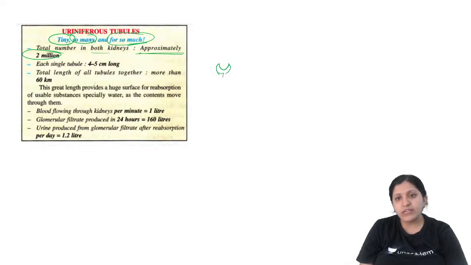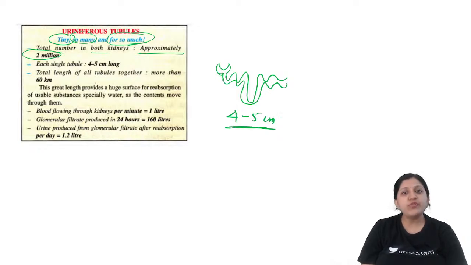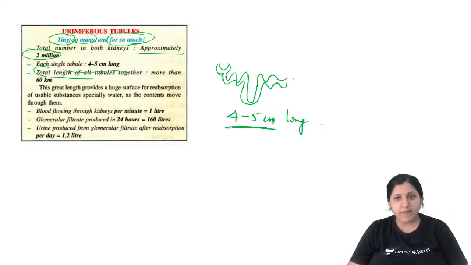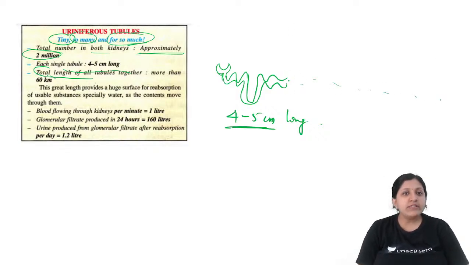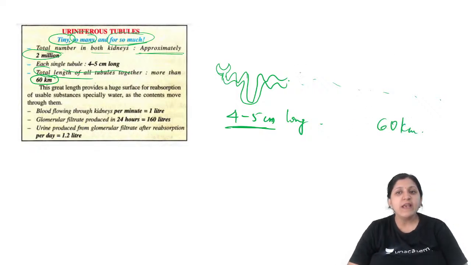So each single tubule, what is there? This is one tubule. Here is the tubule, and it is about 4 to 5 centimeters long. Now if I take the total length of all the tubules together and keep them end to end, it can give us up to 60 kilometers. So this is going to form about 60 kilometers if we take all these millions together.